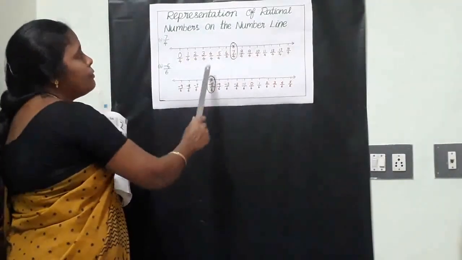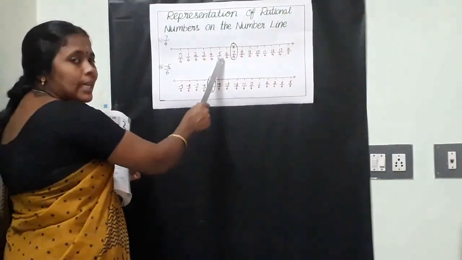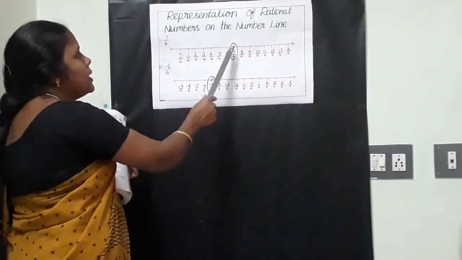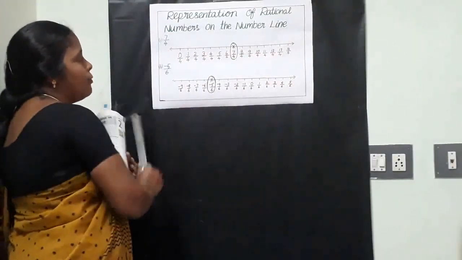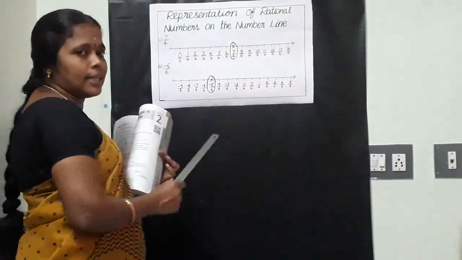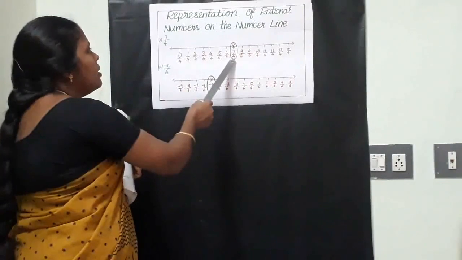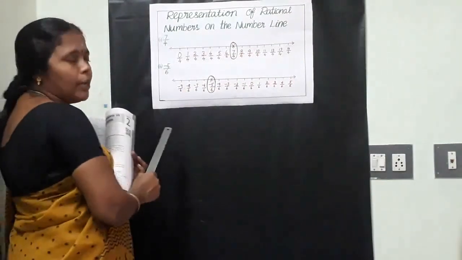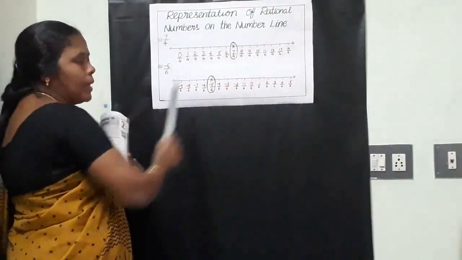But continuously if you see, how comes that 4 by 4 after? The next piece indicates 5 by 4. Next piece 6 by 4, 7 by 4, 8 by 4 and so on. Like this you can extend, or we no need that side. Only we need to represent here which number? 7 by 4. So 7 by 4 we have represented on the number line.